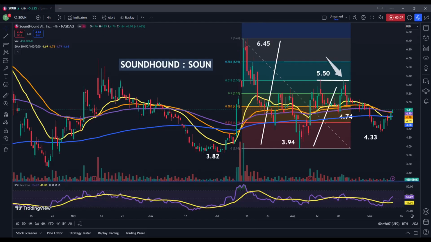Here we have the current stock market analysis for SoundHound AI Incorporated, stock ticker SOUN.